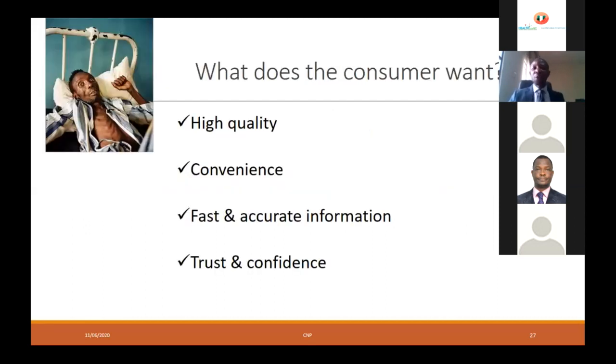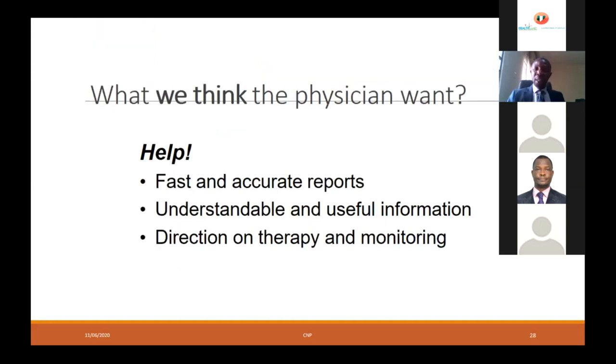What does the consumer, the patient, want? He wants a high quality report. He wants it at his convenience. He wants it to be fast and accurate, and he wants to be able to trust and be confident in our report. The clinician wants us to be able to give him a fast and accurate report.